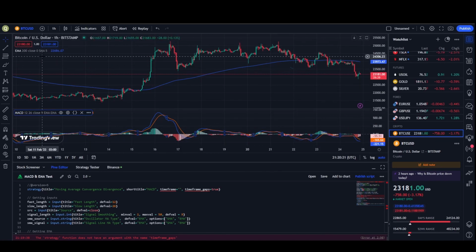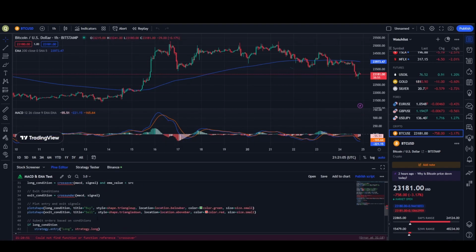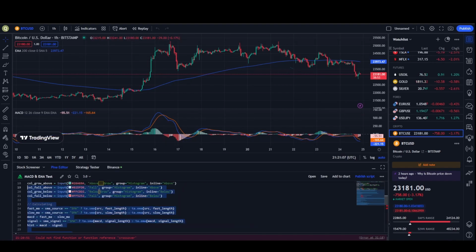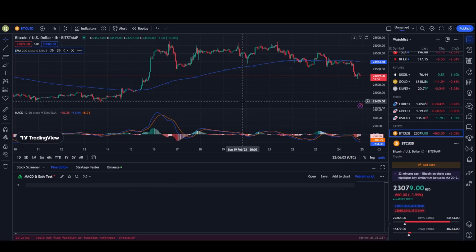So we're going to refresh. Could not find function for the reference crossover. Oh right, yeah, because I added the other code in. Silly. Alright, so let's just get rid of all this, right? We'll start again. We're going to do the same ones. Alright, now we've got that.